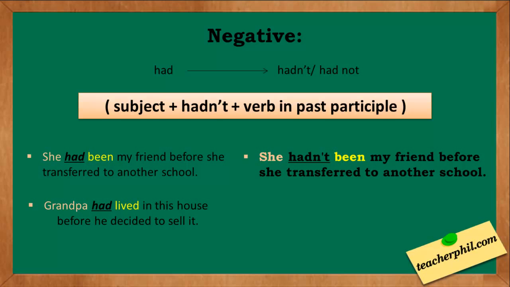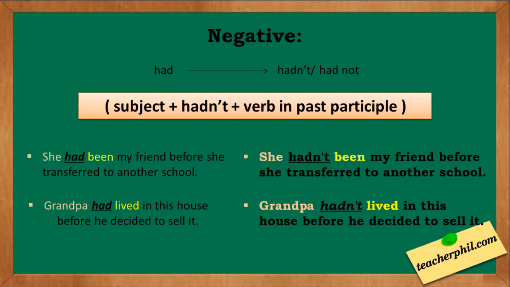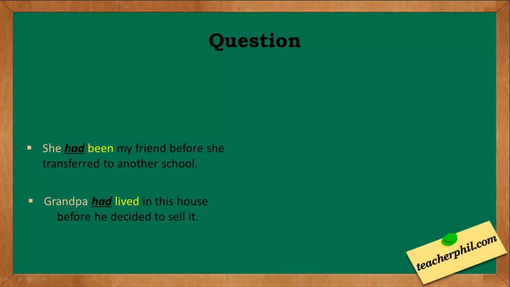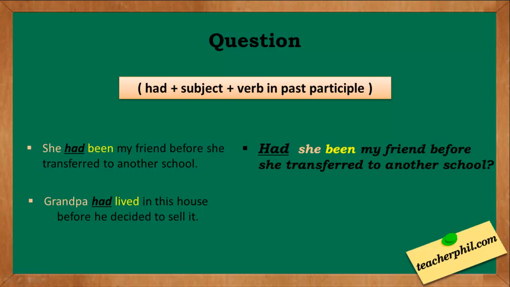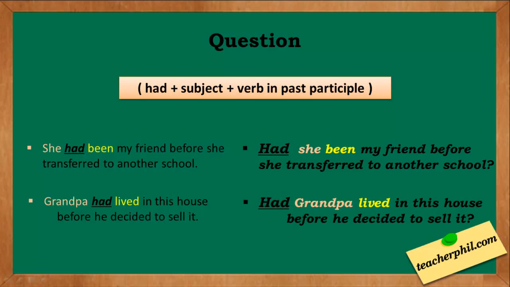Grandpa had lived in this house before he decided to sell it. Grandpa hadn't lived in this house before he decided to sell it. For the question, the pattern is had plus subject plus verb in past participle. Examples: she had been my friend before she transferred to another school. Had she been my friend before she transferred to another school? Grandpa had lived in this house before he decided to sell it. Had Grandpa lived in this house before he decided to sell it?